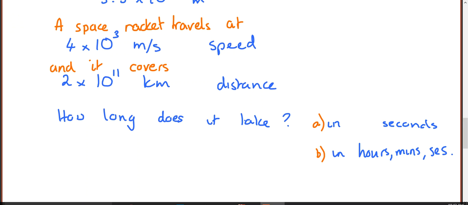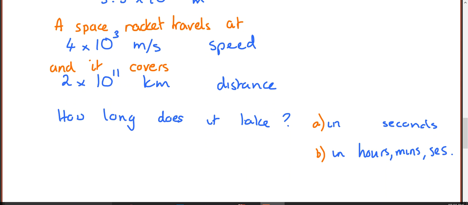Okay, so we've got this rocket travelling at, I've just made these numbers up, I have no idea whether this would be reality or not, but that doesn't matter, it's how we use our numbers in standard form. So we've got 4 times 10 to the power of 3 meters every second is the speed they're travelling. And it covers 2 times 10 to the 11 kilometers in distance. And we've got to figure out how long it takes, right?